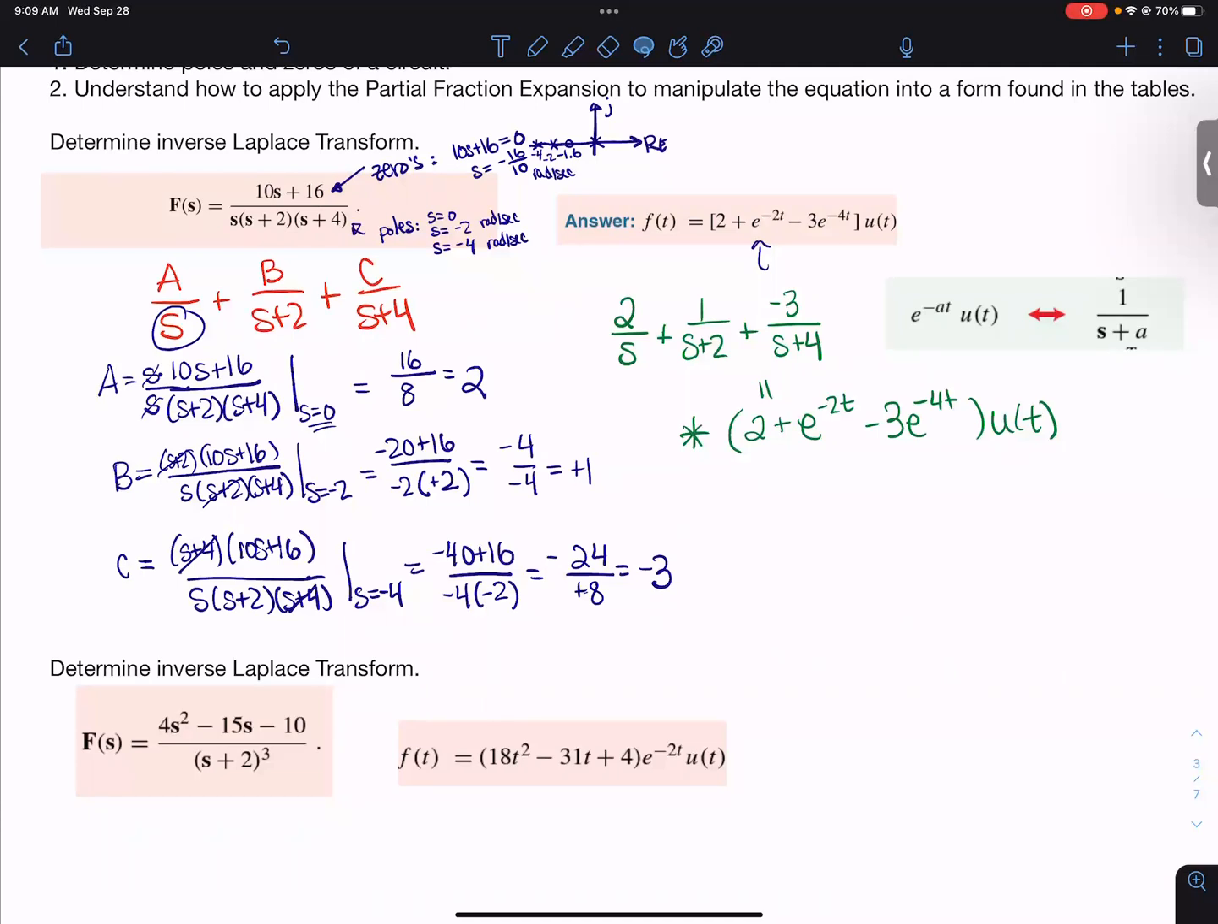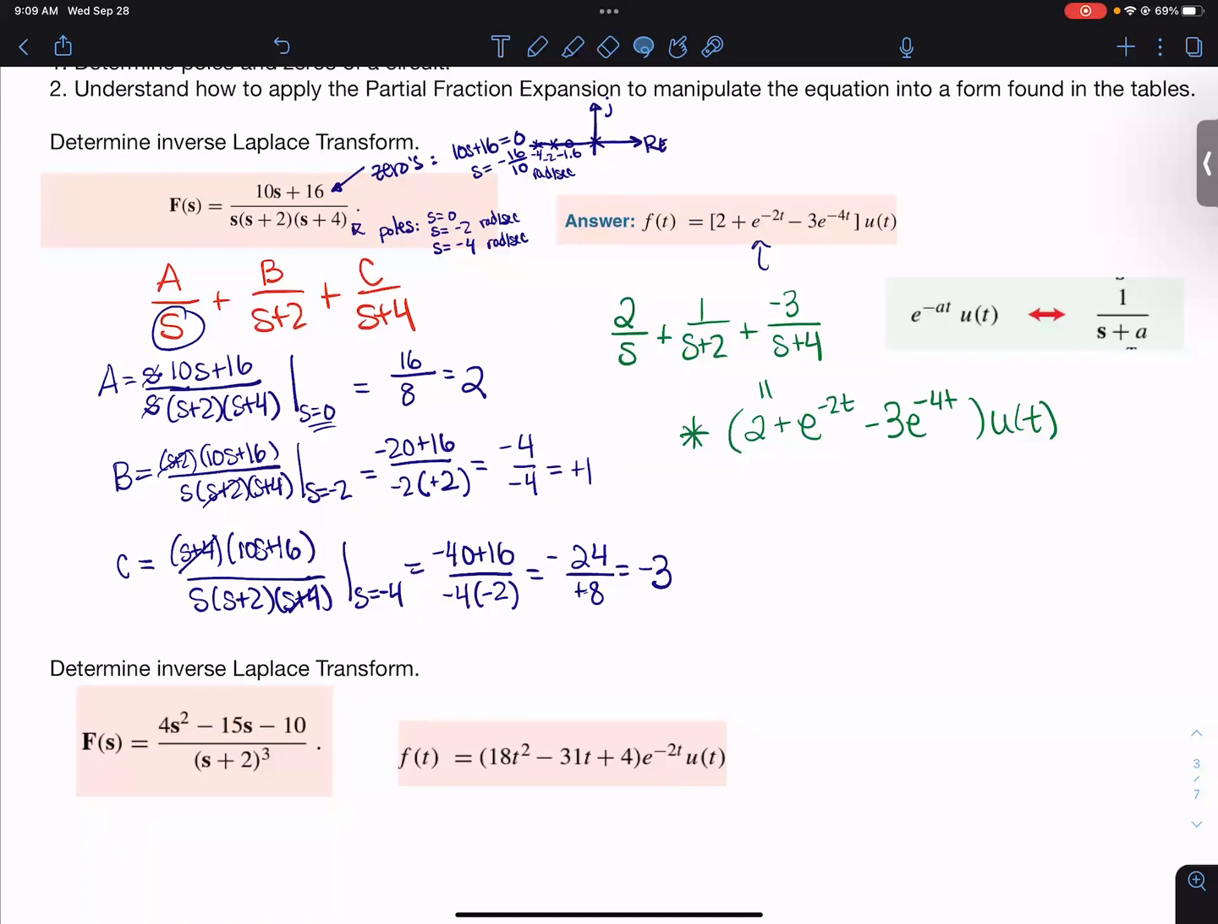And then using the relationship of the 1 over S plus A, that transforms into e to the minus AT U of t. And so those transform into 2 plus e to the minus 2t plus or minus 3 e to the minus 4t times U of t. Questions? Anybody have any problems with this?